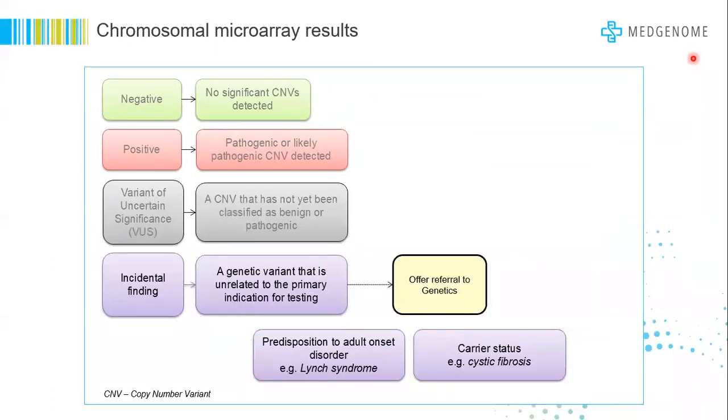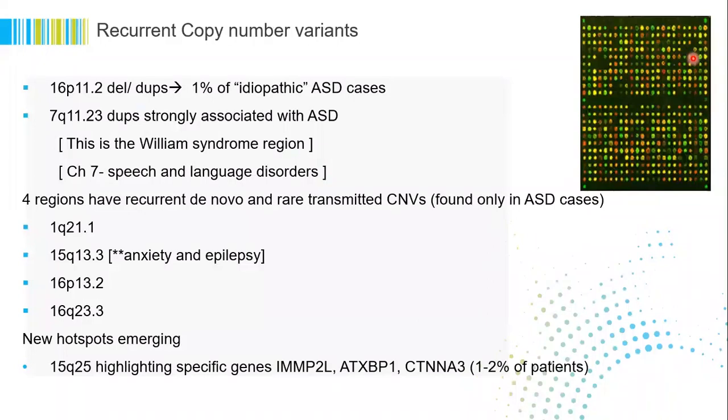Sometimes we get incidental findings which may not be related to the primary indication. For example, you have sent for autism spectrum, but we get a variant or a CNV which will not explain the ASD, but it may have some other implication. For that, it is always better to have genetic counseling, both pre-test and post-test, before giving out the report to the patient.